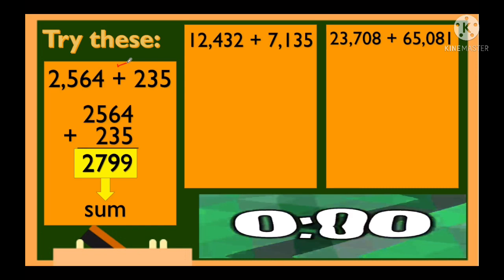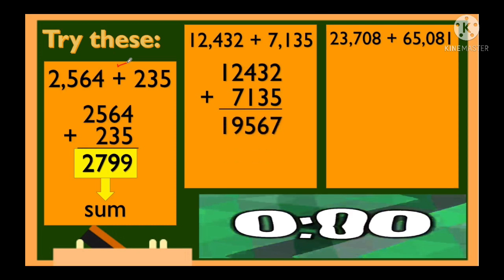How about the next one? We have 12,432 plus 7,135 equals, what is our answer here? Okay, very good. So our answer here is 19,567. Did you get it? Very good.